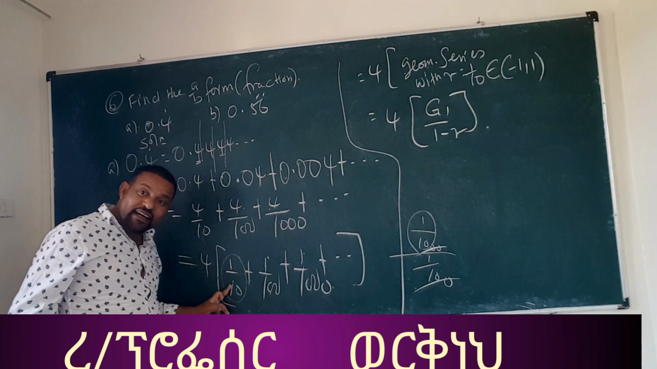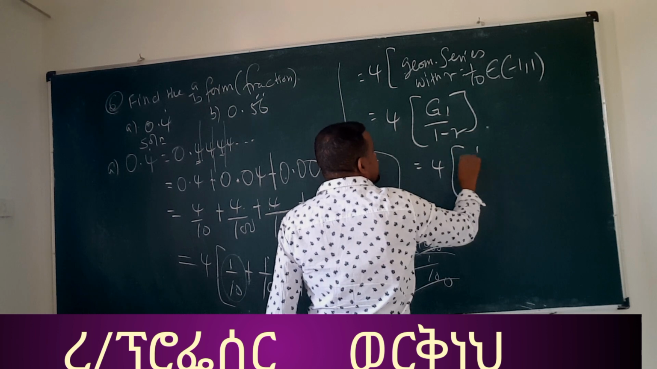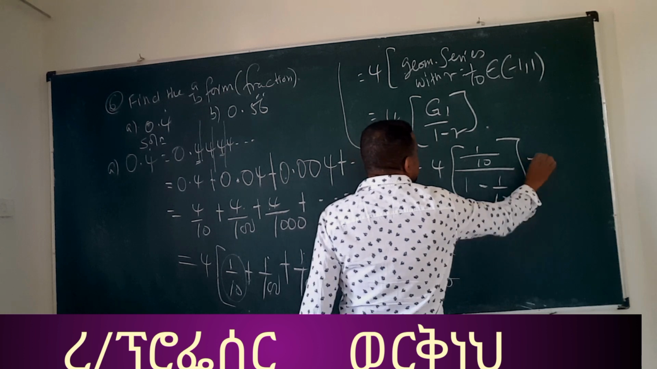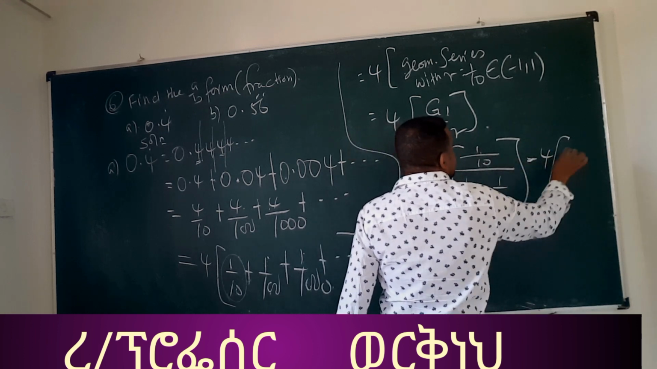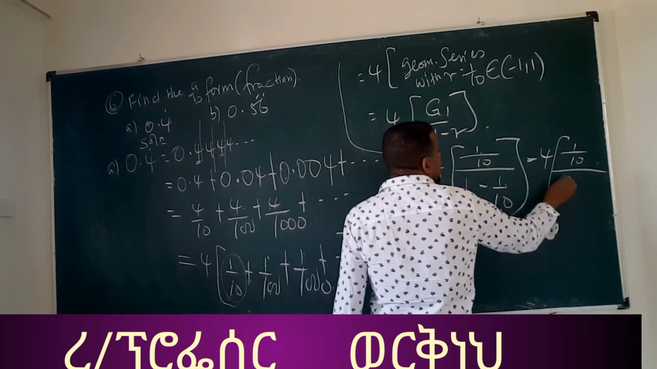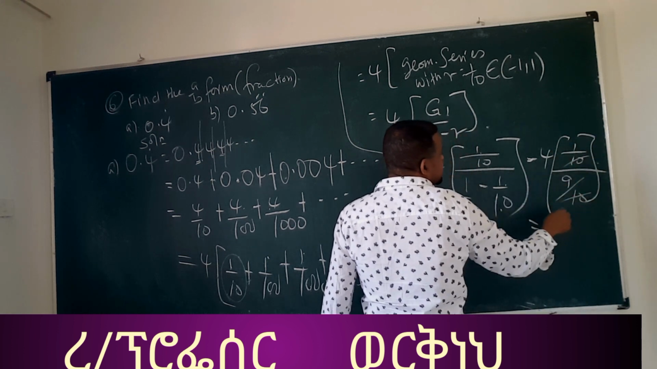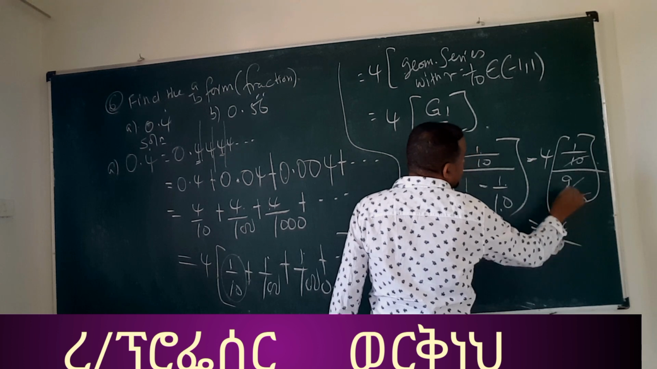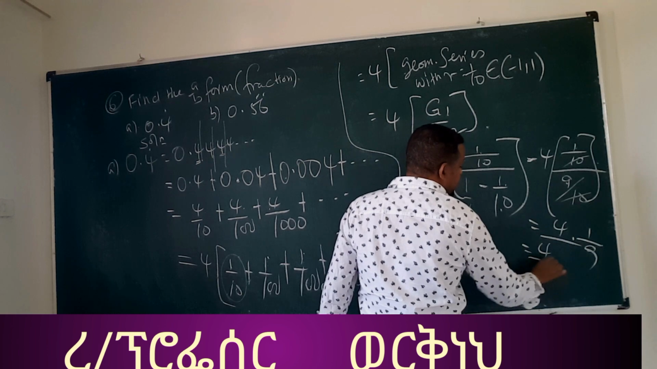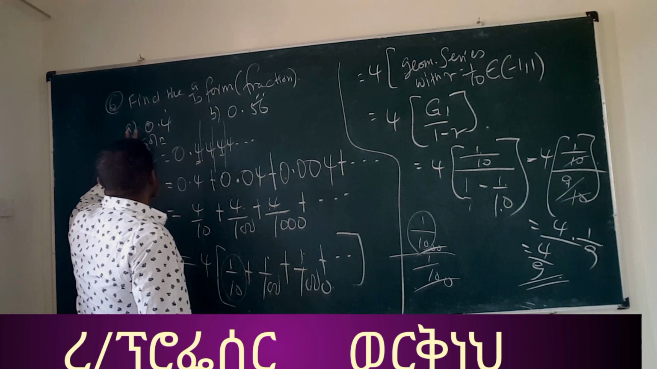So this is 4 times G1, which is 1 over 10, over 1 minus the common ratio, 1 over 10. That will be 4 times 1 over 10, the whole over 1 minus 1 over 10, which is 9 over 10. The 10s cancel, so it inverts: 4 over 9. So this is the A over B form of 0.4 repeating.